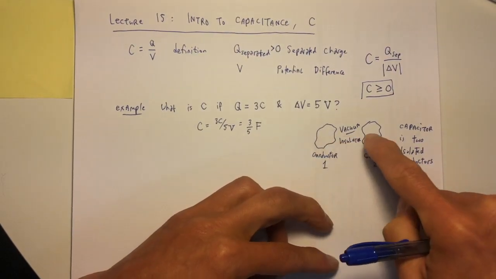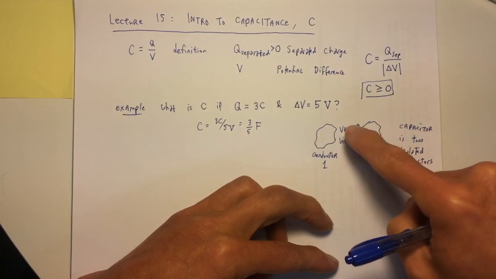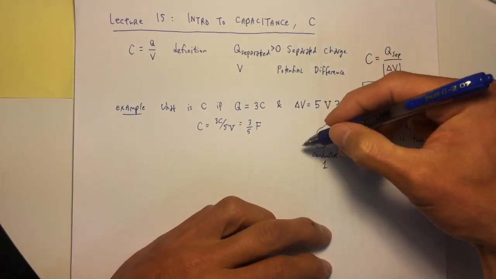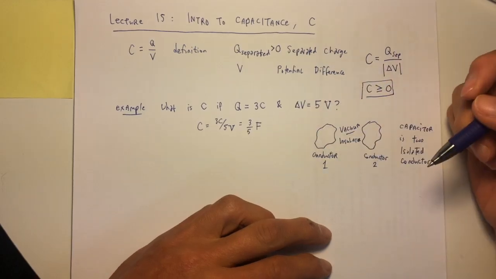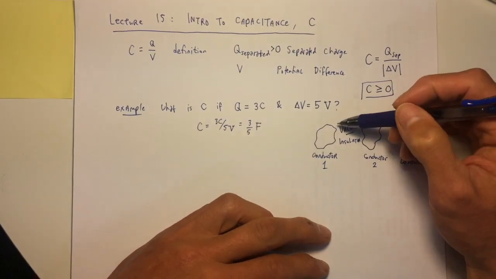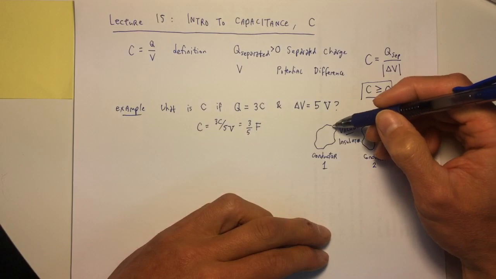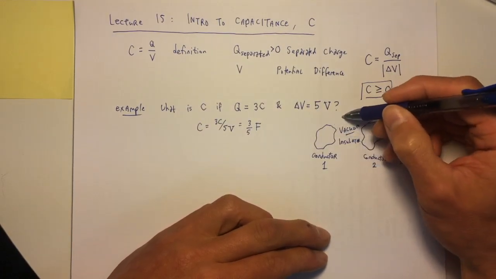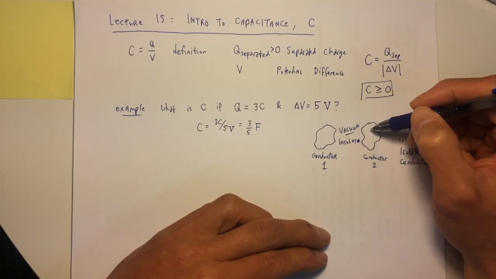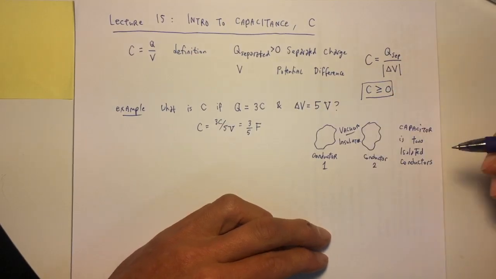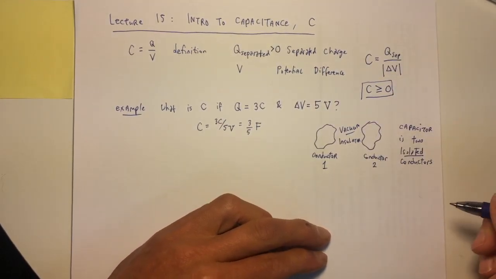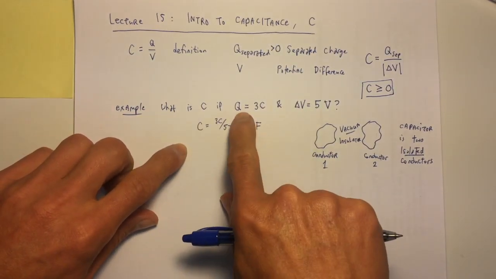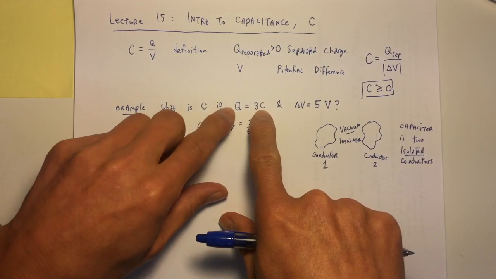So I have two separate conductors, and they are isolated from each other and from the rest of the world by vacuum or some sort of insulator. There is no conducting path from this conductor over to that conductor. For example, there's not a wire that touches both at the same time. So they are truly two isolated conductors. And in this example, the charge separation is 3 coulombs.